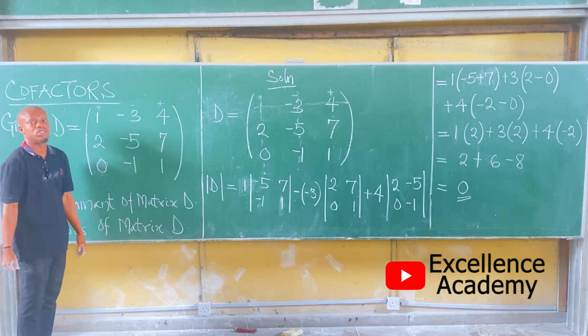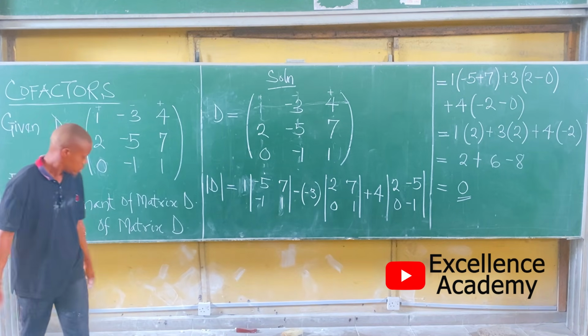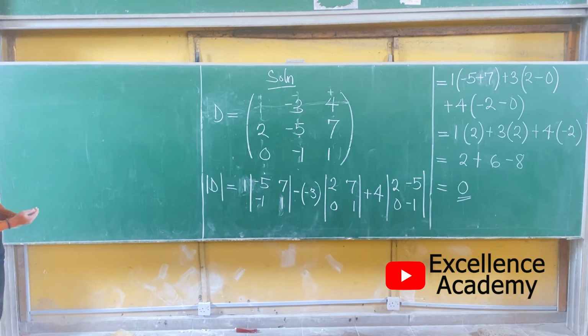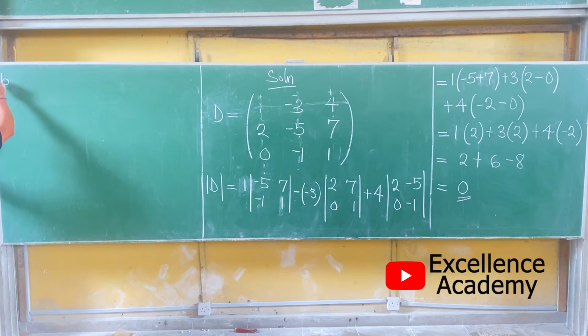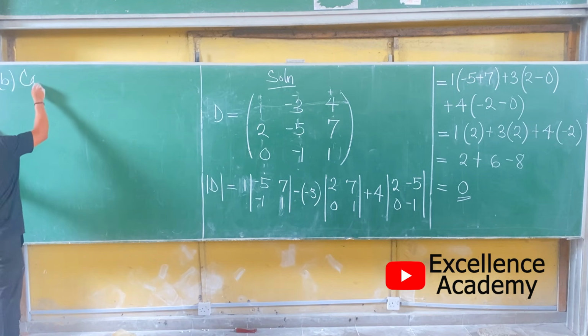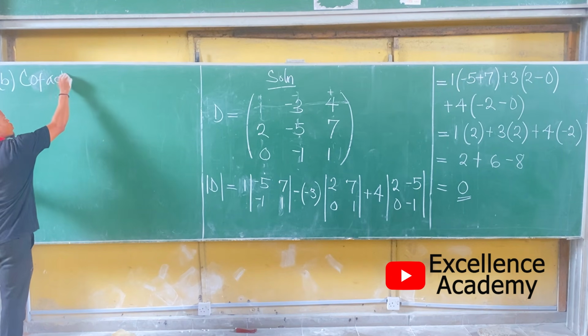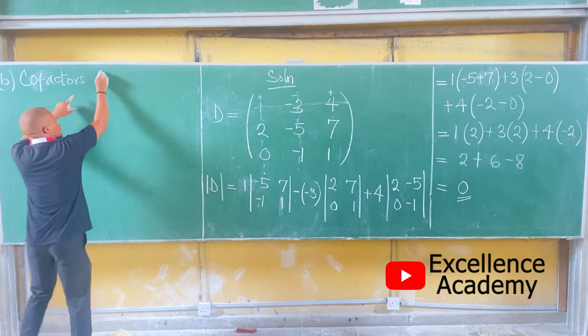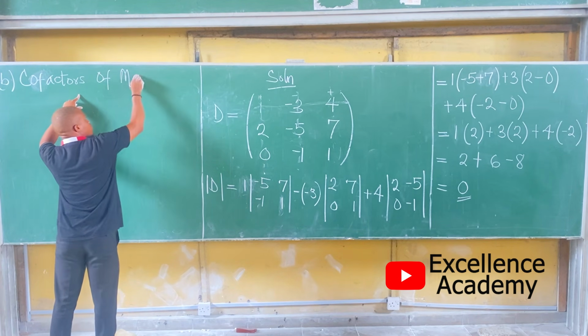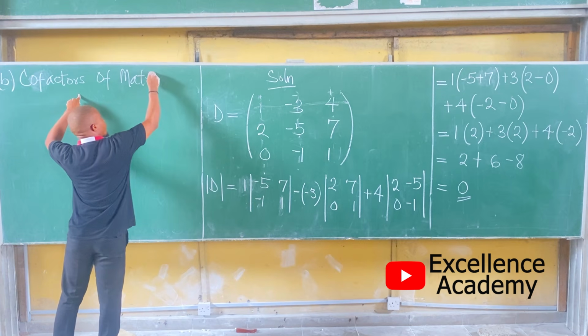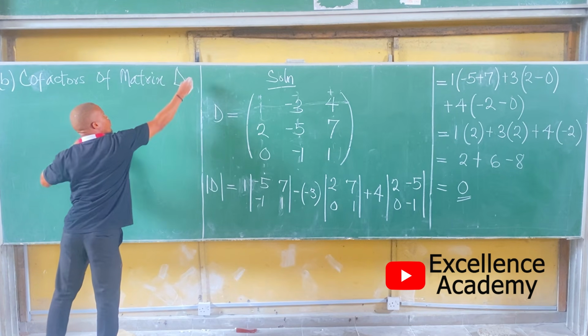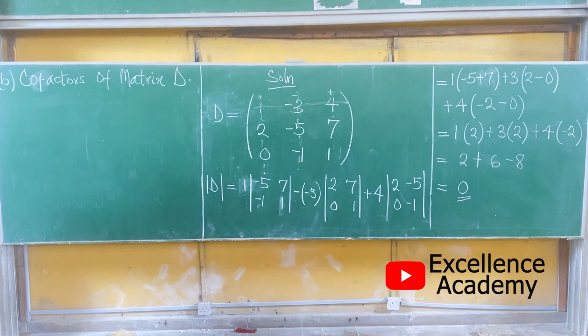Cofactors of matrix D. Alright, cofactors of matrix D. That was our B part. So let's get that. All right, cofactor of D.